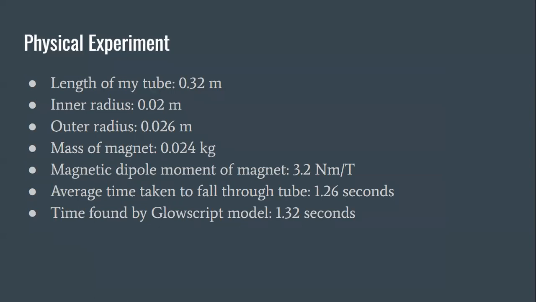And the average time taken to fall through the tube was 1.26 seconds, as calculated from 5 different trials. And then the time found by my GlowScript model was 1.32 seconds, which is pretty close to what actually happened.